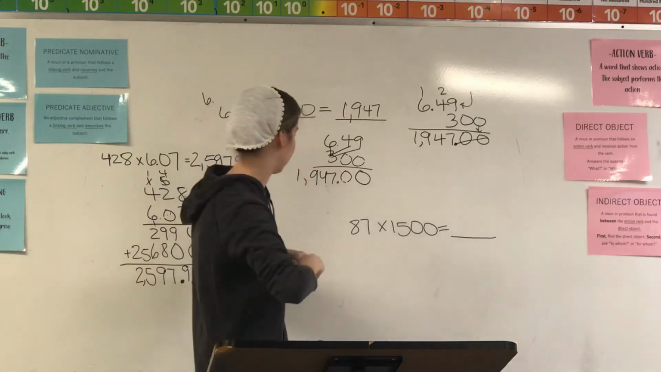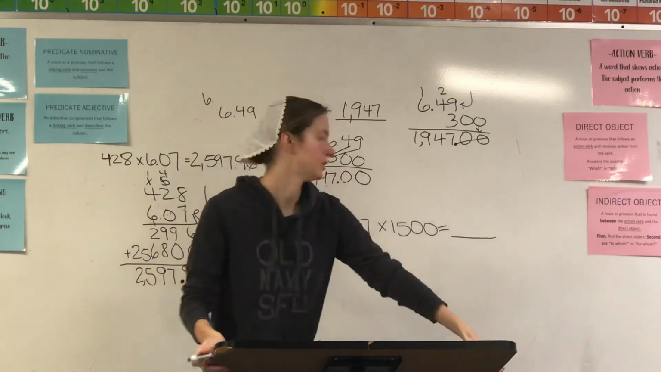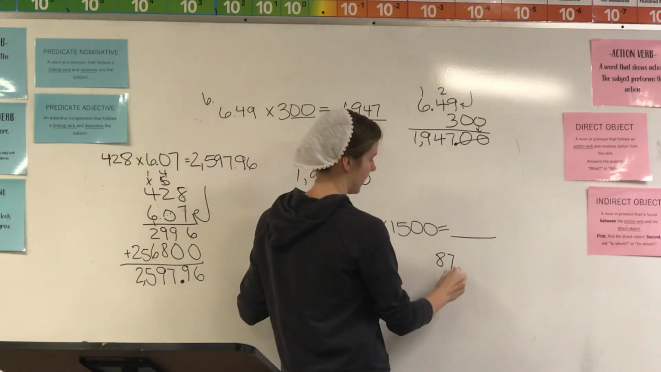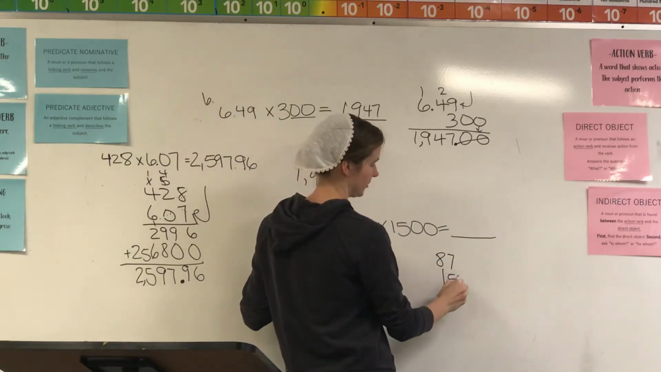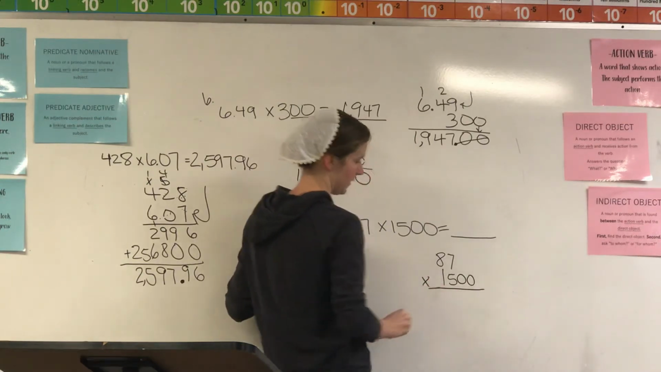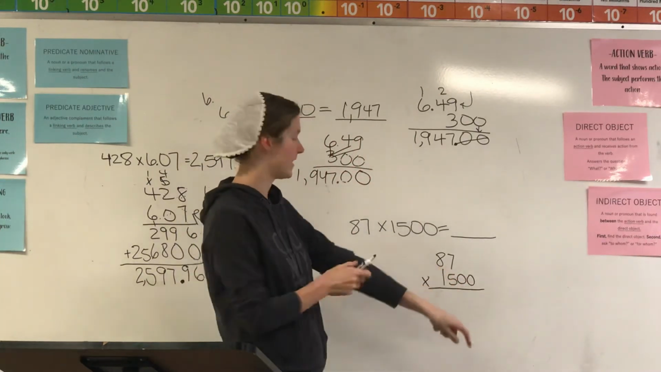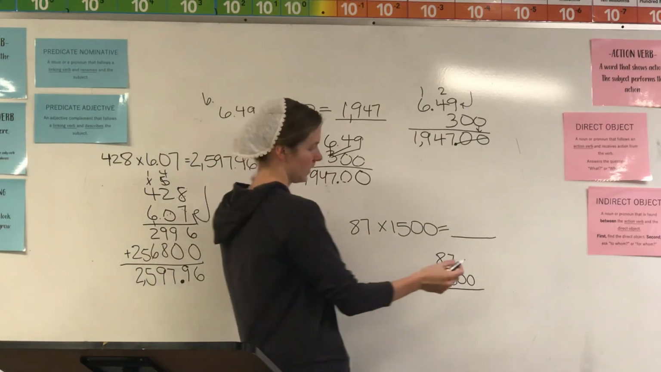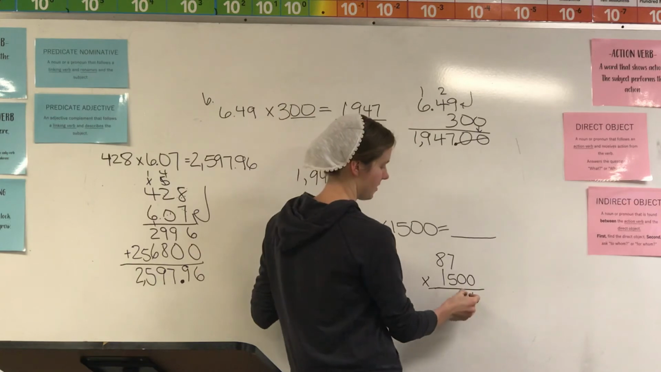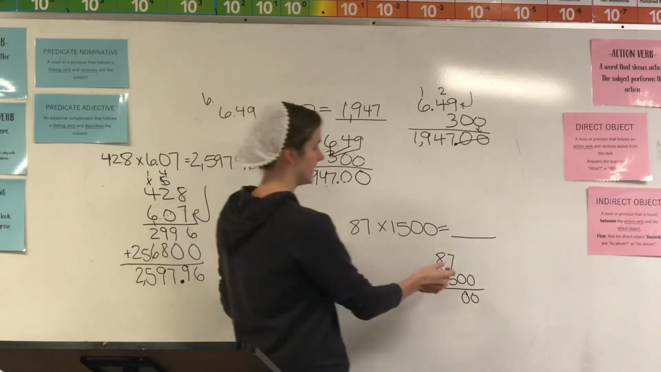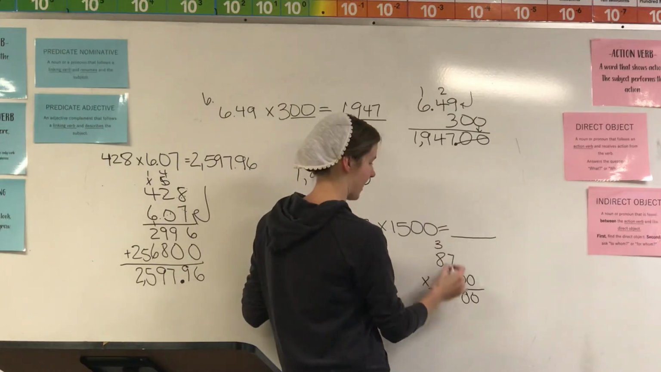I'm going to set it up like this. So hopefully you can see it. I'm going to have 87 on the top. I'm going to put 1,500. I'm going to line up the numbers and then make sure that the zeros are on the end where I can drop them right away, just like I did up here. So I'm going to drop them, 0, 0, and I'm going to start multiplying just like normal. 7 times 5 is 35.